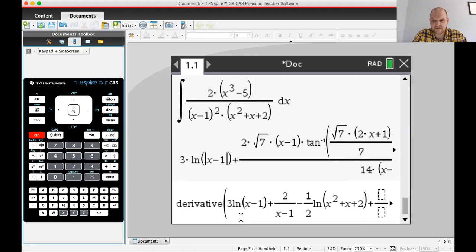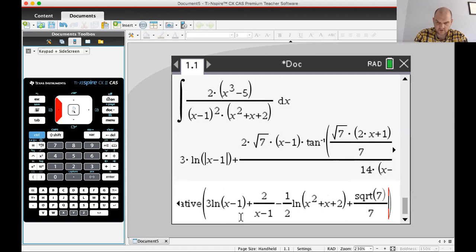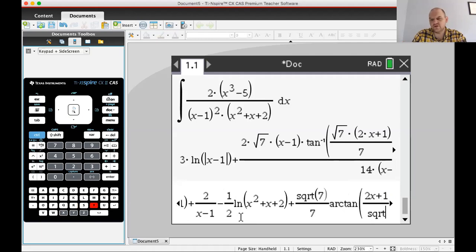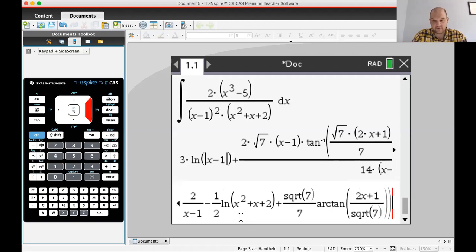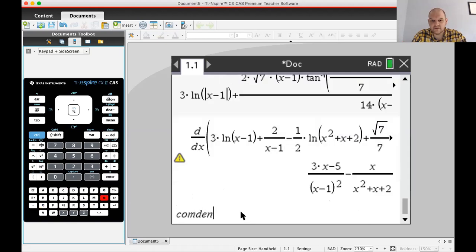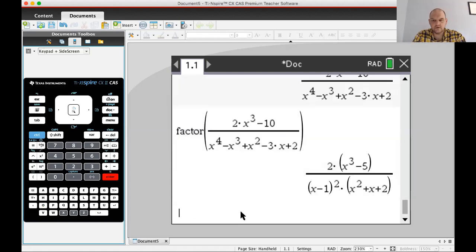And then it's plus the square root of 7. I could have graphed both my answers. That would have been a smarter thing to do. Arctan of 2x plus 1 over square root of 7. I'm just not looking for the mistake. I will redo this if this is not right. And then the derivative of that with respect to x. Denominator of that. So 2, oh, what? Factor. 2x cubed minus 5, x minus, yes! We got it. All right.